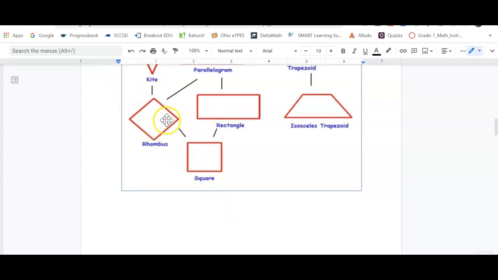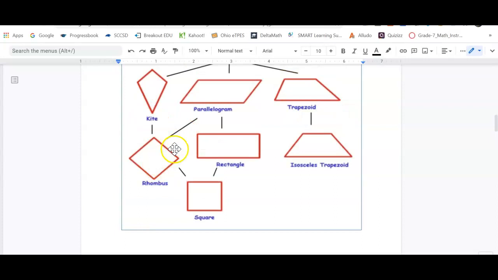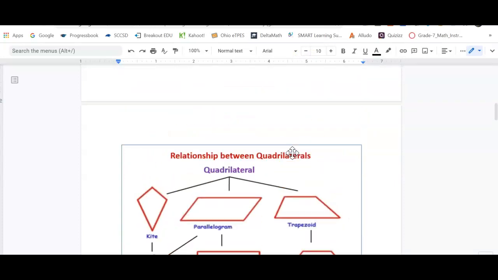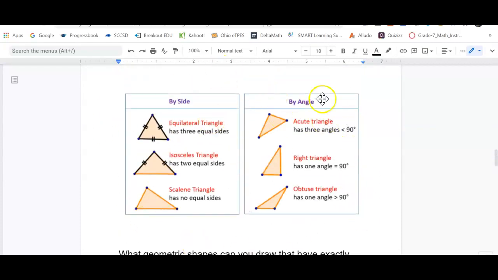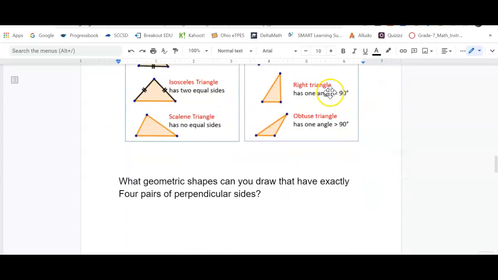Because a rhombus just says that opposite sides are the same length and parallel. Okay, so it's just more specific of a parallelogram and a kite. And then you got trapezoids, which a trapezoid is just one set of parallel sides. Okay, so then you got the notes in here for triangles, just to review, classifying by their sides and by their angles.